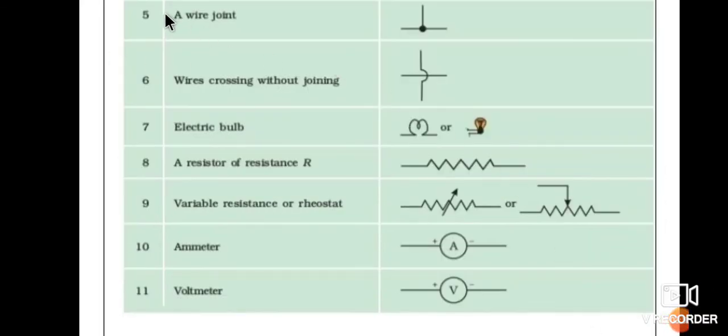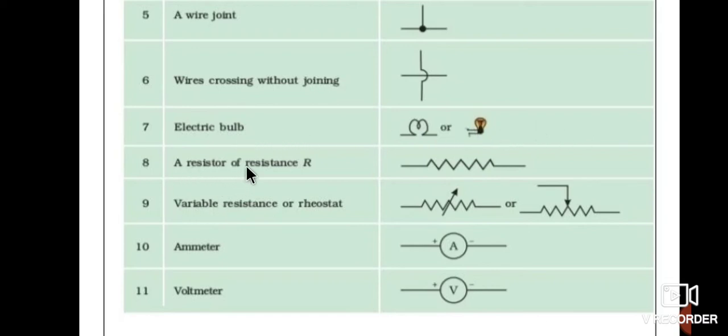So here is the fifth point, a wire joint, that means this wire is connected to this horizontal wire, that means here is a joint. So this is a symbol of a wire joint. So the next point is wires crossing without joining, that means this wire is crossing over this horizontal wire, that means here no connection. So this symbol is said to be crossing wire. Okay. Now the next point, we will see the electric bulb. Yeah, these two symbols are the electric bulb.